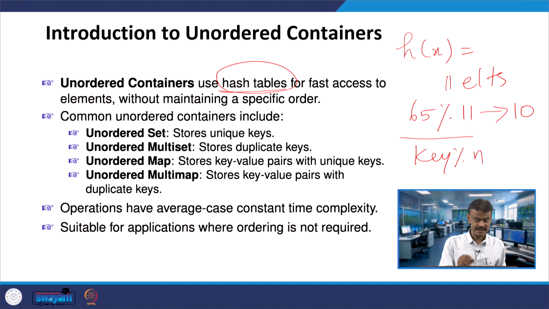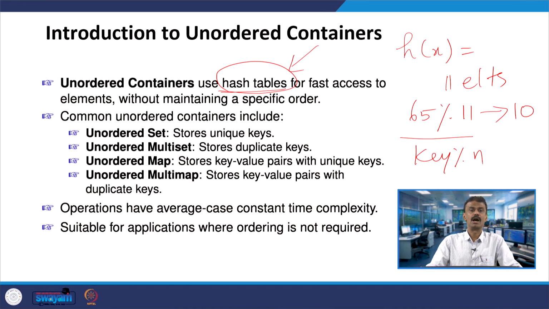So, in this case the unordered containers use hash tables. This is mainly for fast access to the elements and it will not use any specific order. Without maintaining any order, I am going directly to the 10th location in the case of key 65.